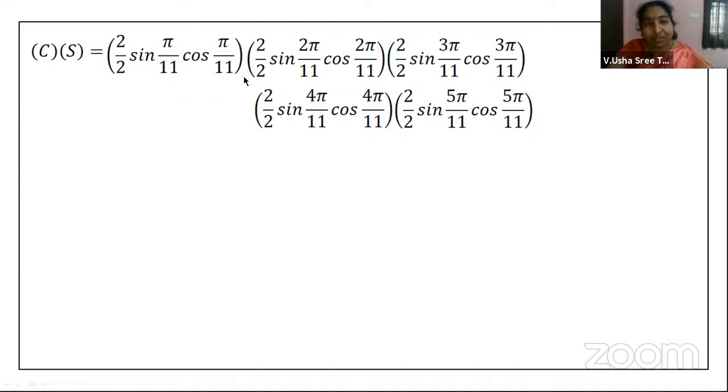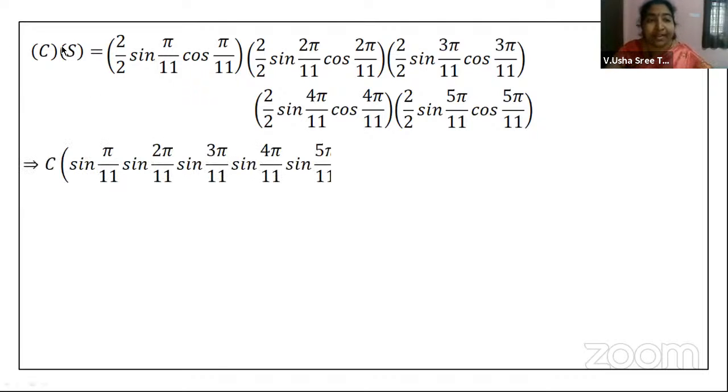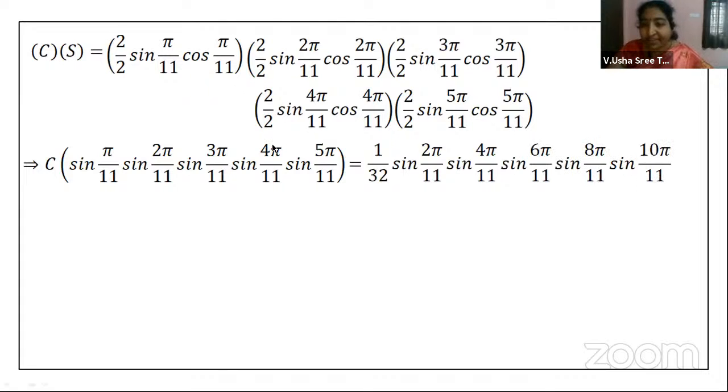And what is happening to the numerator 2? When we multiply 2 into sine pi by 11 cos pi by 11, it looks like the sine 2a formula, so you will be getting sine 2 pi by 11, isn't it? So we'll just look into this. C into S, now we will write, children. Then our first bracket, of course, 1 by 32 we will write first. As we have seen just now, this will become sine 2 pi by 11. Then here you have 2 pi already, so it becomes sine 4 pi by 11.